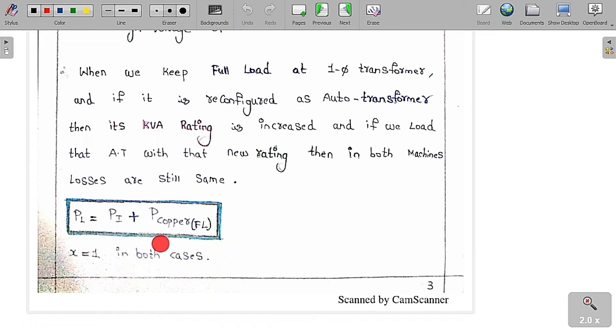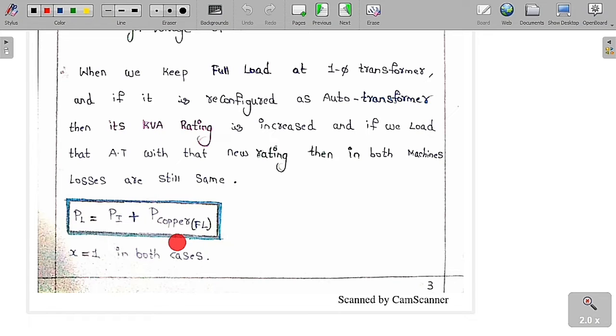Whenever you keep a full load on the single phase transformer, the rated currents flow. So you can say full load copper loss, and the total loss is equal to iron loss plus full load copper loss. Iron loss is independent of the load. Therefore, the total loss in the single phase transformer is equal to iron loss plus full load copper loss. And now we are going to change it into an auto transformer.